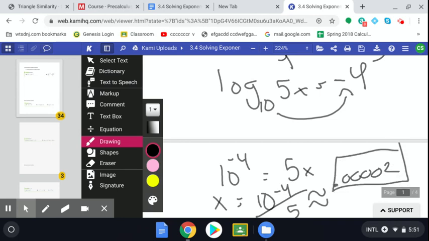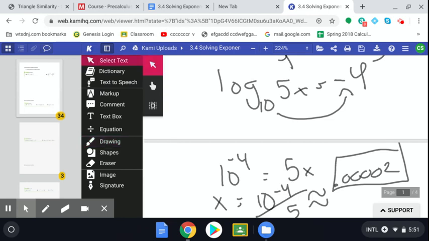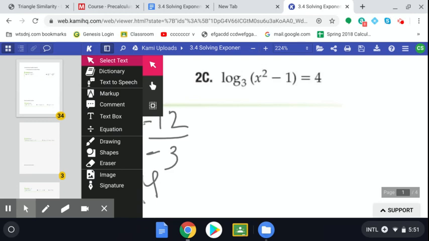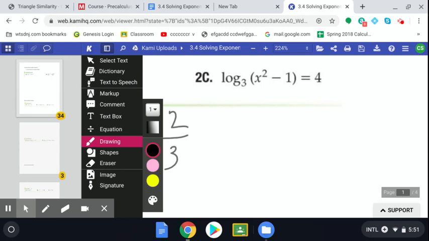Okay. One more as far as this goes. I'm going to take a look at 2C. For this one also, I think you can just use the definition of a log. So the base to that exponent equals that. I can say that 3 to the 4th power is equal to x squared minus 1. 3 to the 4th power is 81.